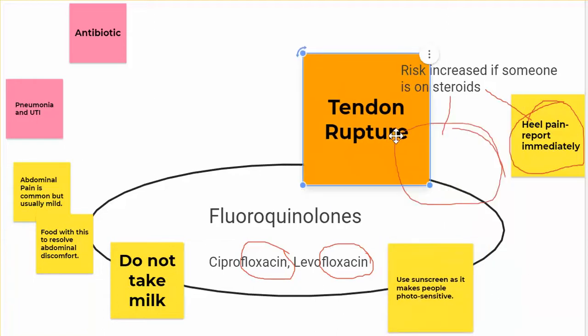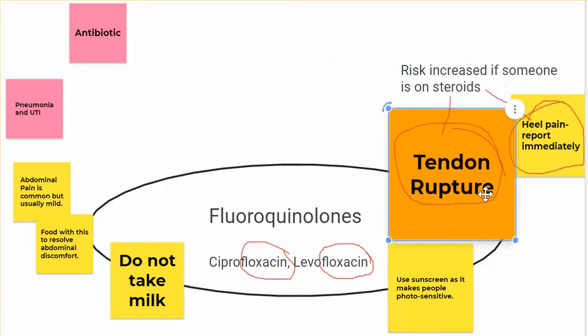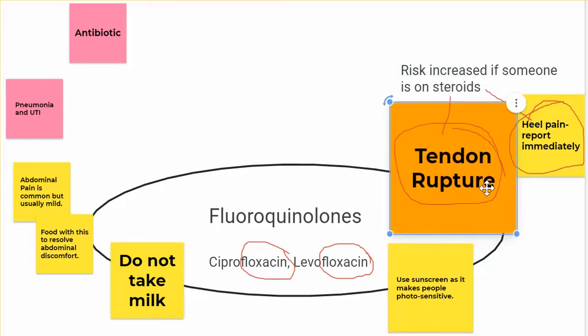The big thing about these meds is that we've learned they can cause tendon rupture. Okay, so no heavy weightlifting while on these meds. People are to report heel pain immediately because the tendon can rupture, the Achilles tendon. And so people can get an Achilles heel, right, from that. So we really want them to report if they're having any heel pain.